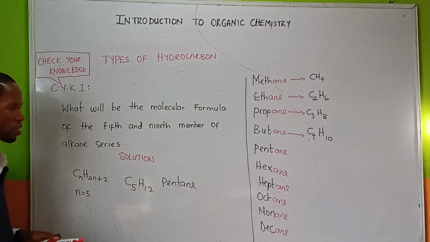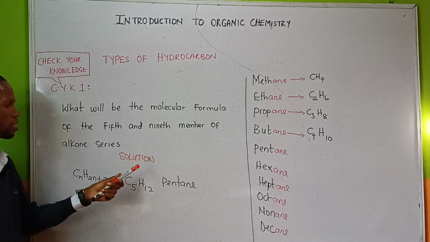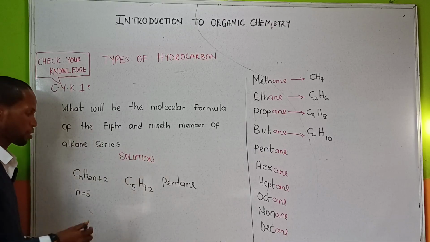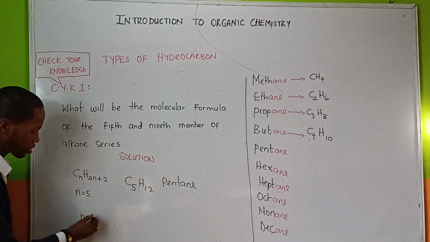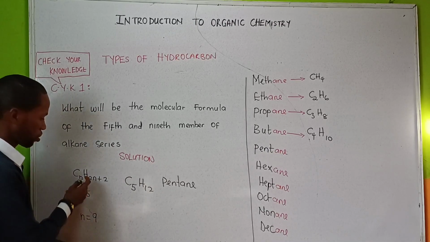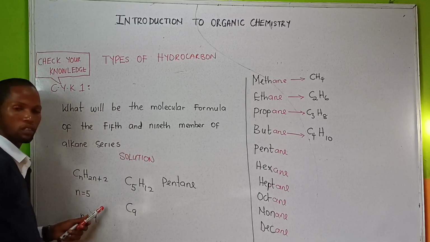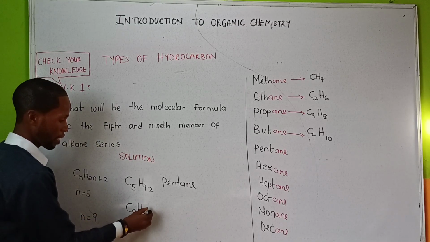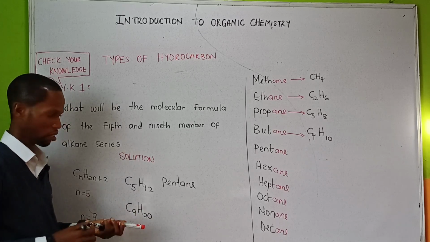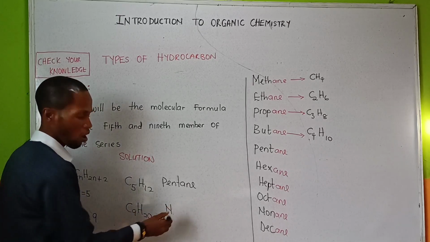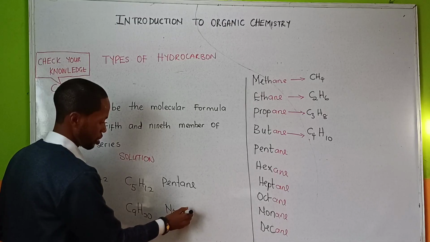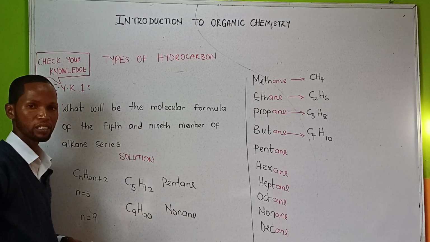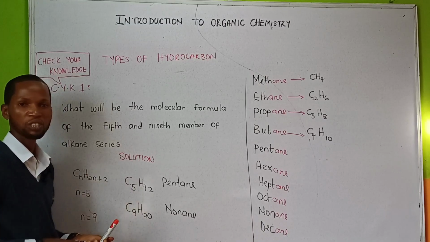The next member of the alkane is hexane, though we were told to find the 9th member. 9th member, n equals 9. So C9, 2 times 9, that's 18, plus 2, that's 20. So the molecular formula for nonane is C9H20. That's the solution to the question.